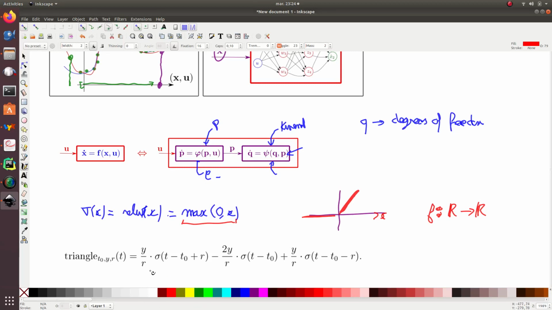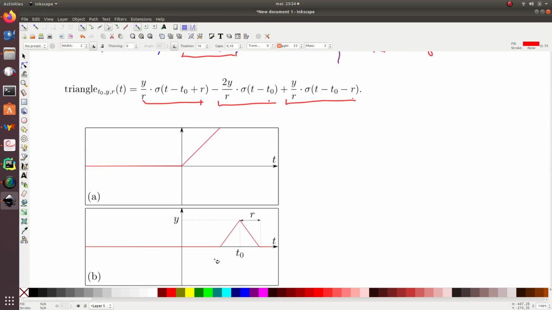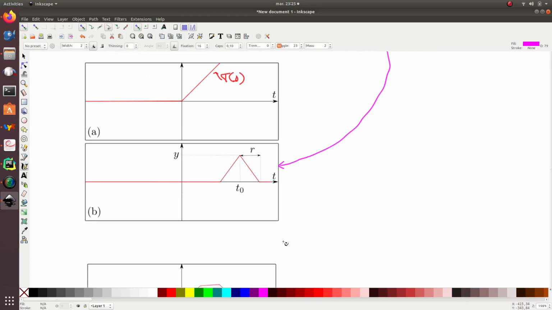For instance, the triangle function can be represented by this sum. Let me explain why. Here is my activation function, my ReLU function, sigma of x, and we can easily understand that this one corresponds to this triangle function. And by the sum of triangle functions, I can represent any function from R to R.